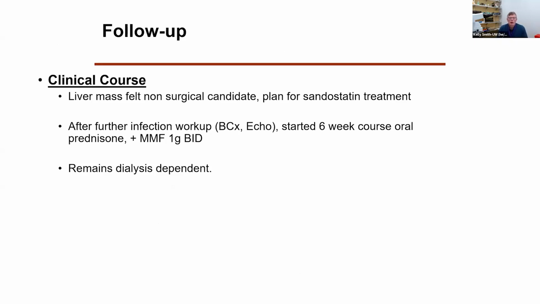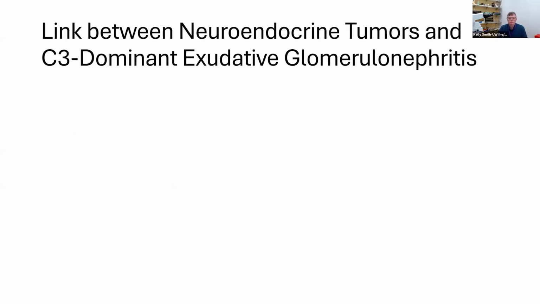So, clinical course: the liver mass was felt to be non-surgical. After further workup for blood cultures and echo, the patient was started on a 6-week course of oral prednisone plus MMF, and the patient remains dialysis dependent. So no clear source of an infection in this case, but what looks like a post-infectious glomerulonephritis. But he also had that liver tumor.